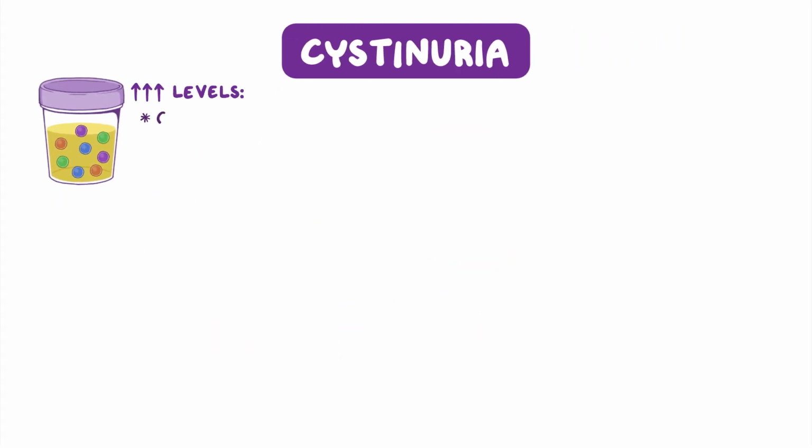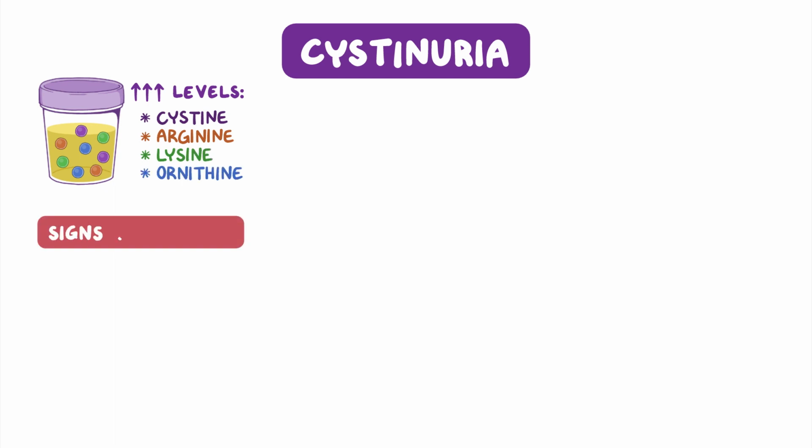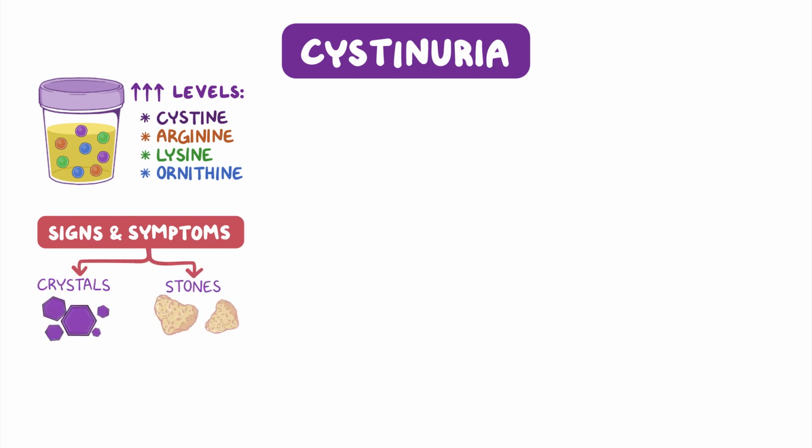While high levels of cystine, arginine, lysine, and ornithine in the urine are characteristics of the disorder, the main signs and symptoms are caused only by the cystine crystals and stones. As they stick together and grow larger, they form lemon-yellow stones.